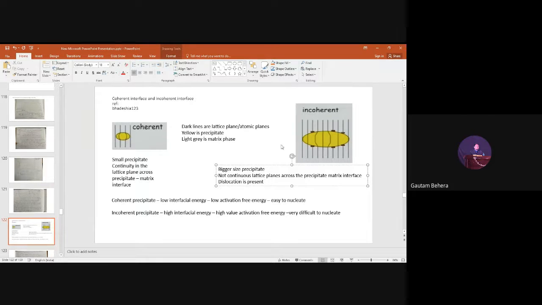The first one is size difference. Basically, bigger size precipitates are incoherent. Smaller size precipitates are coherent, like GP zones in the aluminum-copper system. Those are coherent precipitates. But the last precipitate which forms is basically incoherent. That is basically aluminum copper, Al2Cu or AlCu2. What is that?